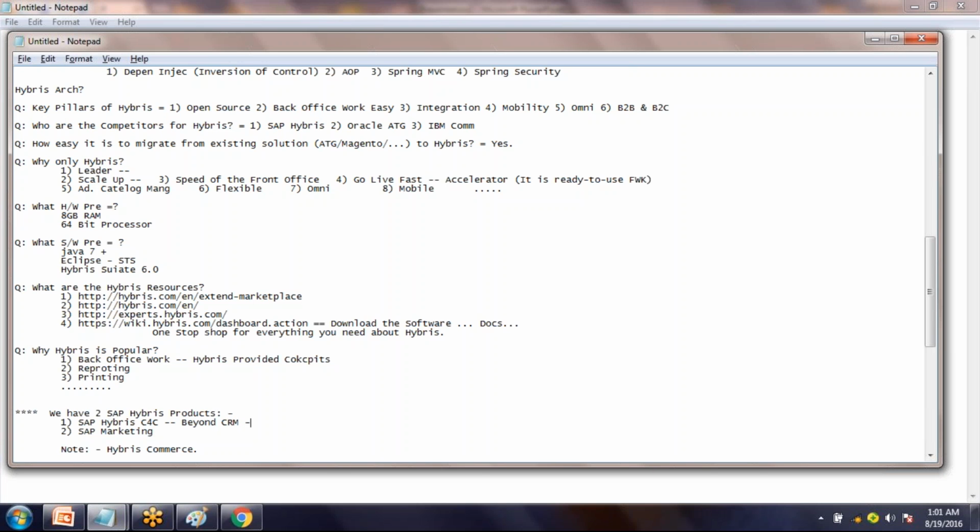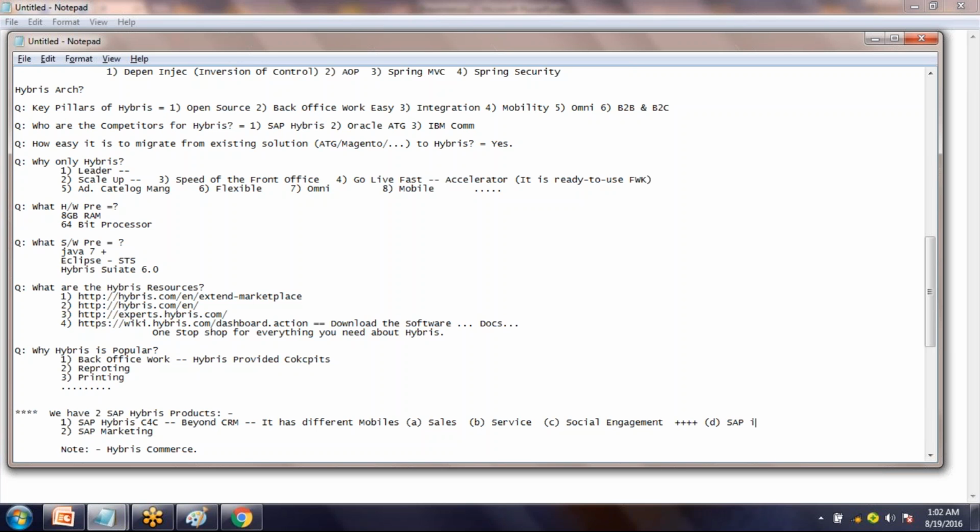So it has different modules. What are the different modules it has? Inside the Cloud for Customer, we have the sales module, the service module, and social engagements, and so on. Additionally, we also have one more thing.